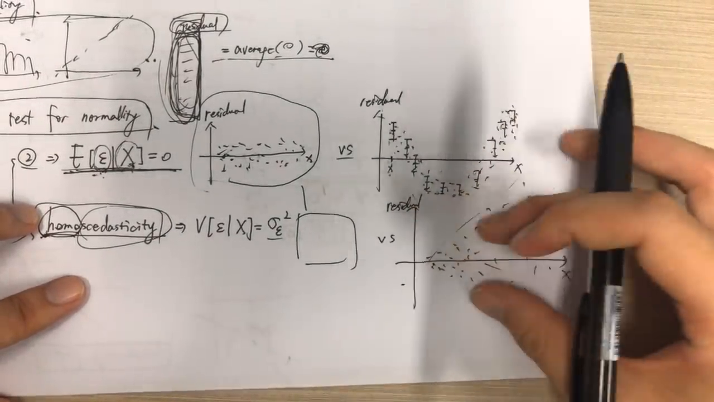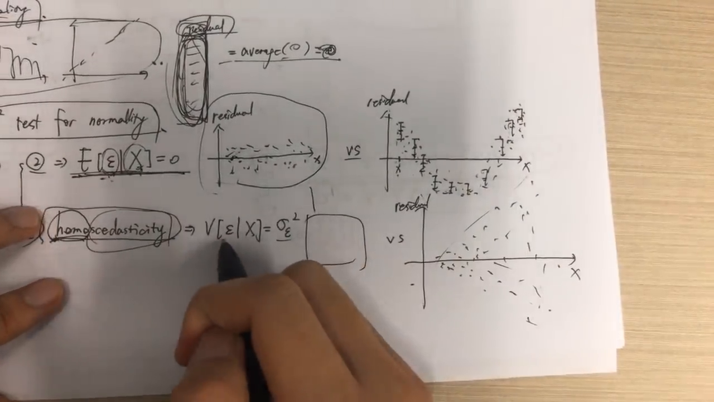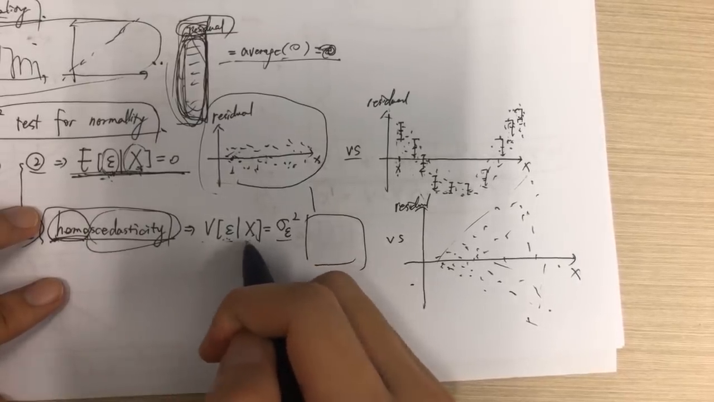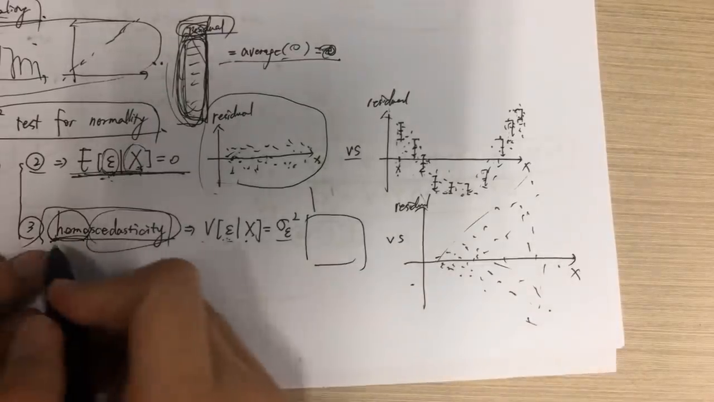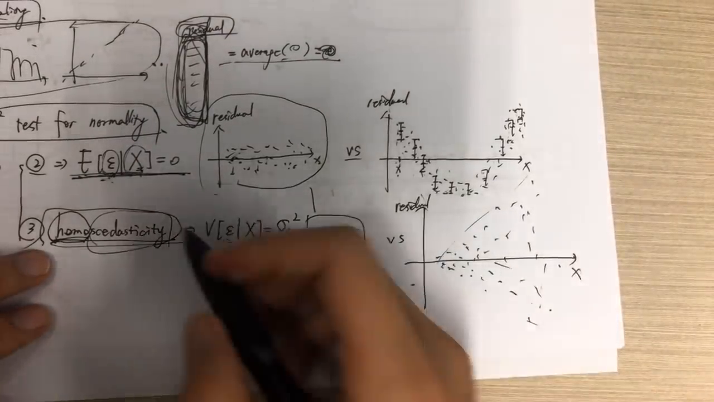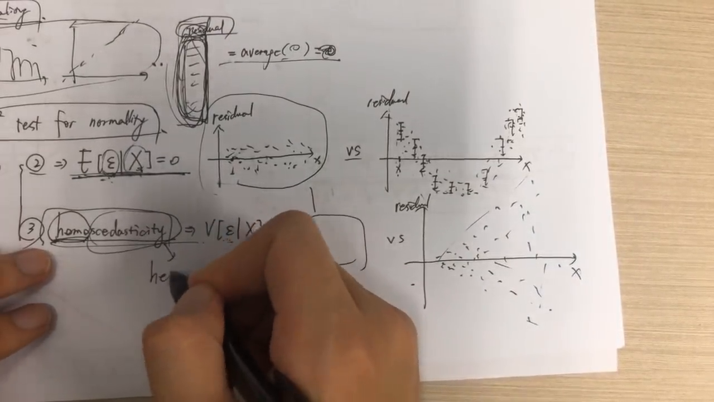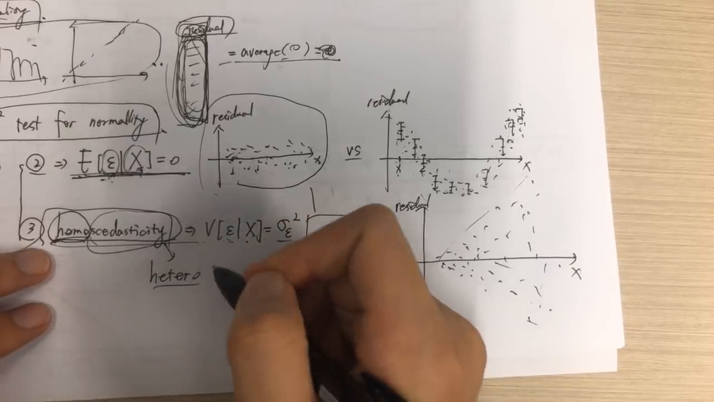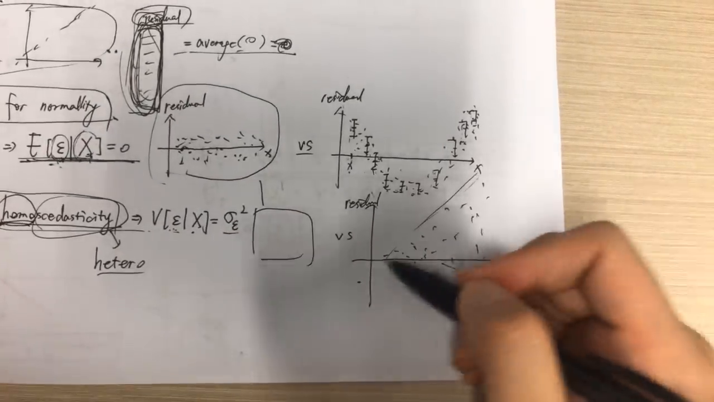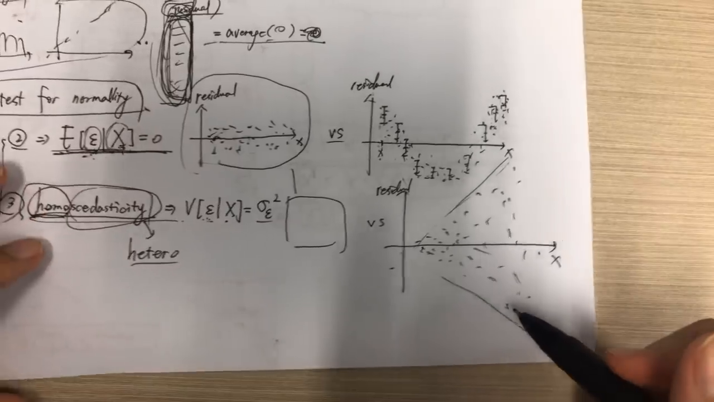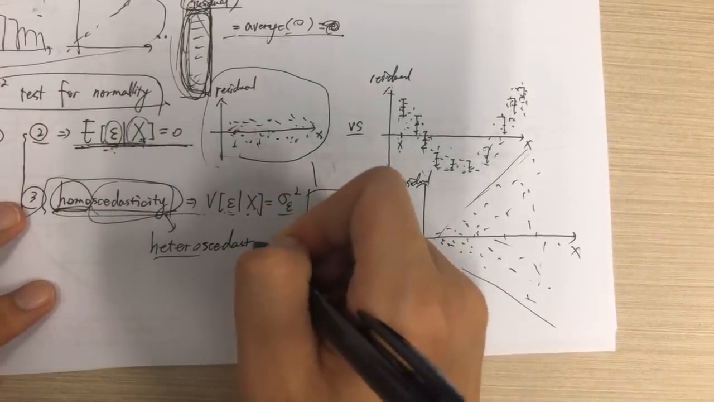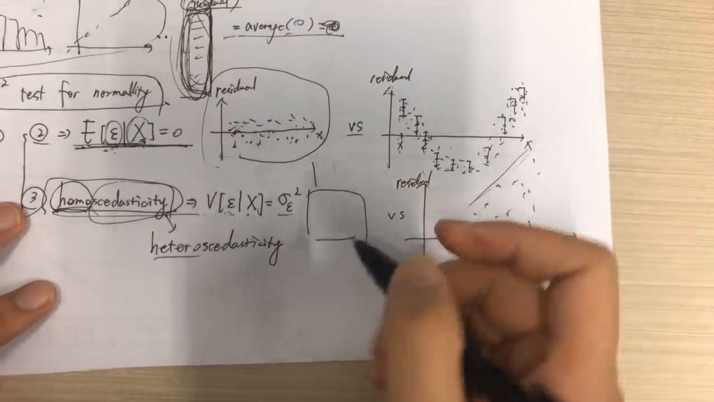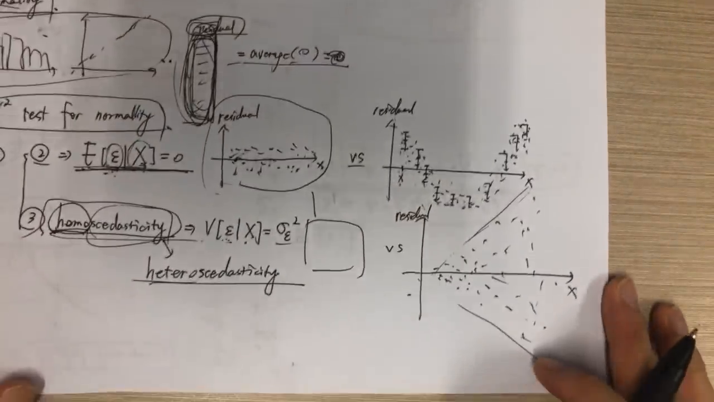Or the bigger variance at the beginning and then smaller, but anyway, the width will change among different x values, right? So the variance of the error term and x are not independent, okay? And if this assumption is violated, it's called heteroscedasticity. Hetero means different, right? So this is when this assumption is violated. Heteroscedasticity. Okay?